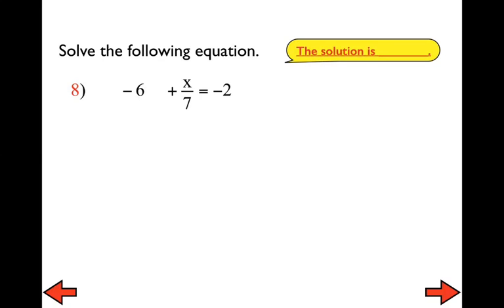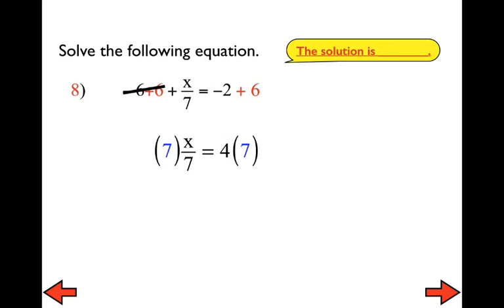Okay, in number 8, we have negative 6 plus x over 7 equals negative 2. We should add 6 to both sides because that's the inverse operation, or you can think of trying to make 0 right there. And since we added 6 there, we also have to add 6 right there. That would leave us with x over 7 equals 4 because negative 2 plus 6 is positive 4.